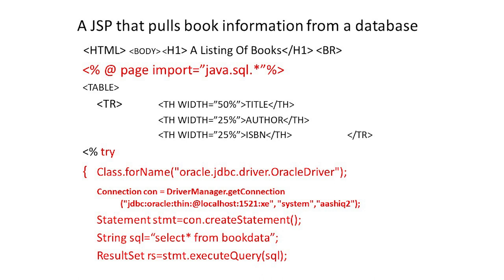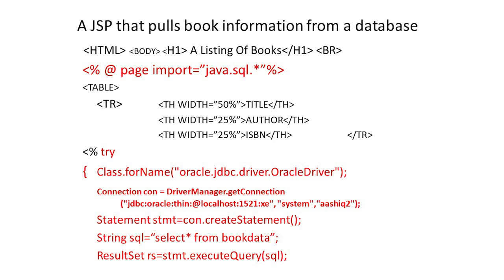So we have mentioned here the HTML body, H1 heading 1, listing of books. So all the books we are fetching here. Heading 1 is closed, and br is used for the line break. Now first of all we have to mention here @page import java.sql.*, because this is a database connectivity program, so we need java.sql.*.